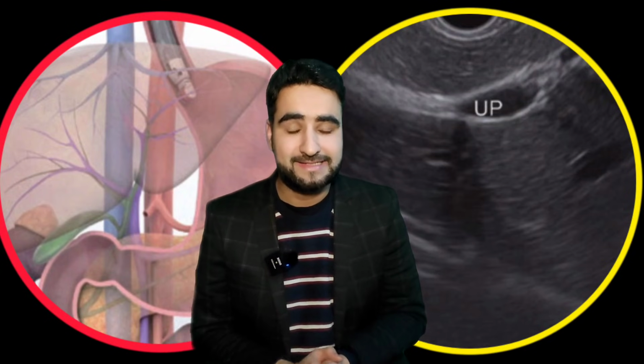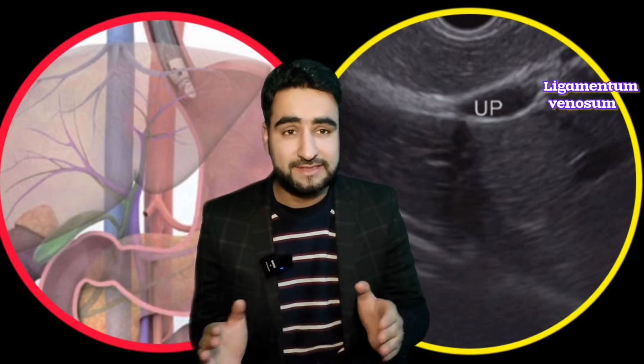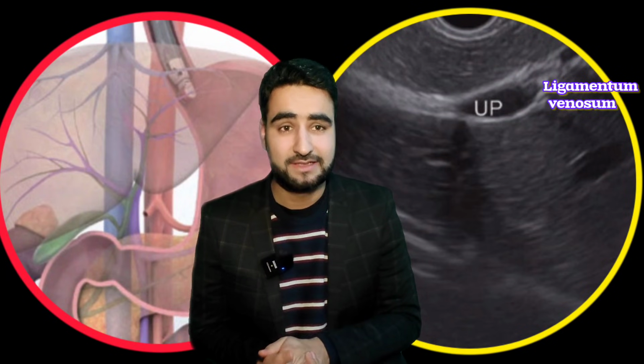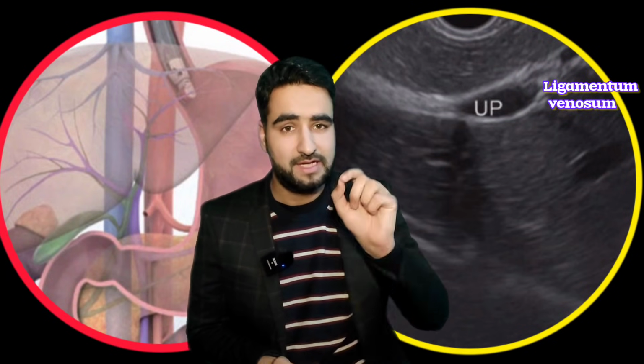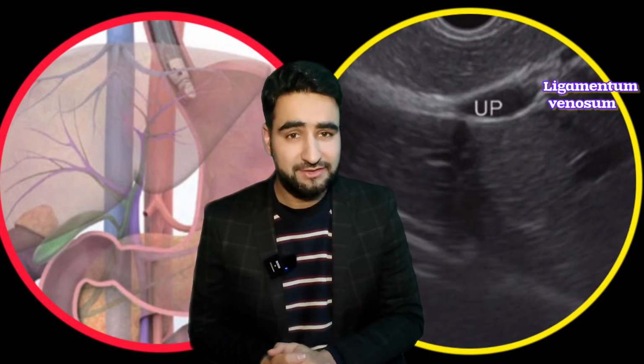Now we are going to identify two important ligamentous structures attached to the umbilical portion of the left portal vein. These are critical anatomical landmarks. One is ligamentum venosum. What is it? The fibrous remnant of fetal ductus venosus. In fetal life, this structure directs oxygenated blood from the umbilical vein to the inferior vena cava, bypassing the liver sinusoids.